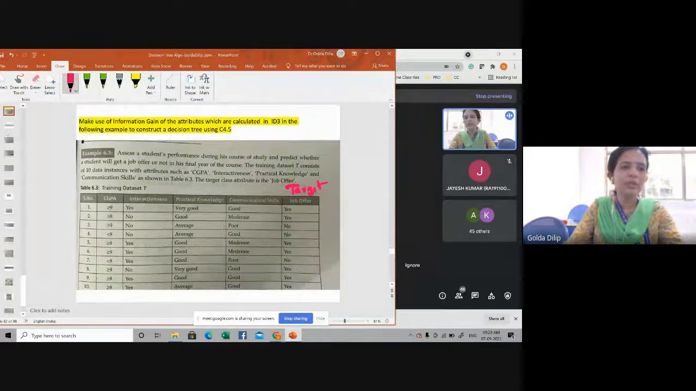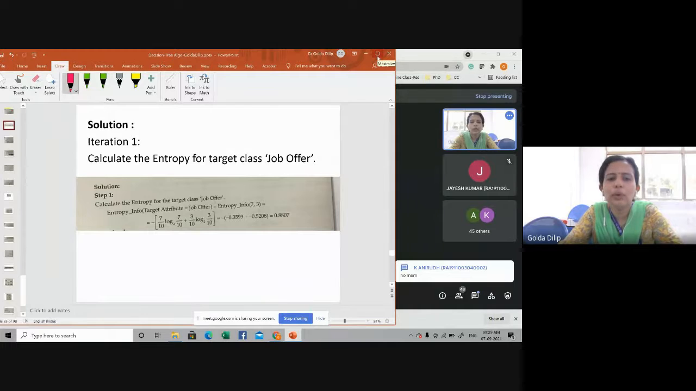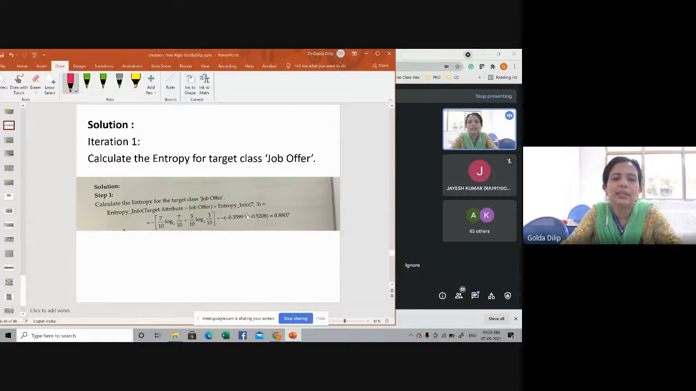At least somebody can put in the chat window who has computed. Are you all getting this answer? When you calculate the entropy for the target class, the job offer? No, why? What is the issue? What is the 7 and 3?